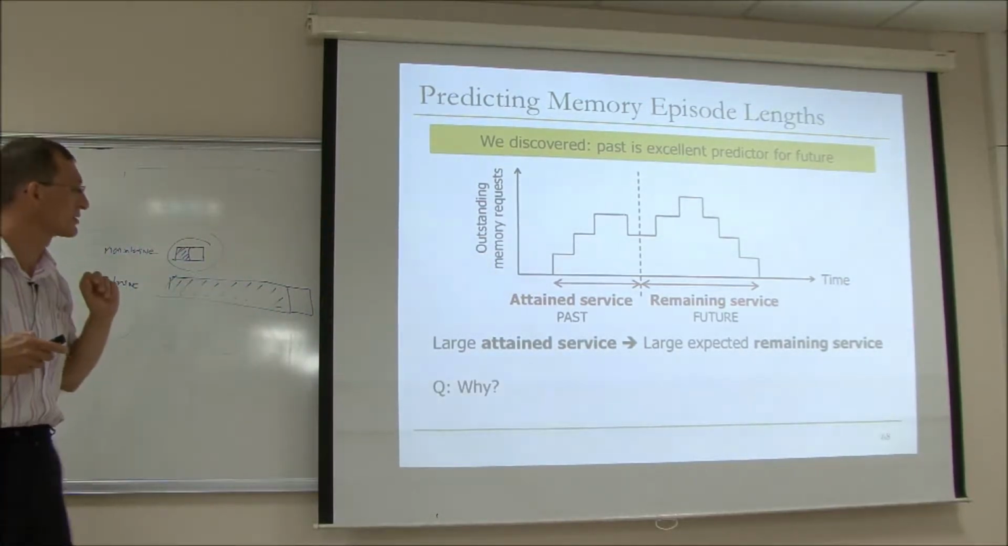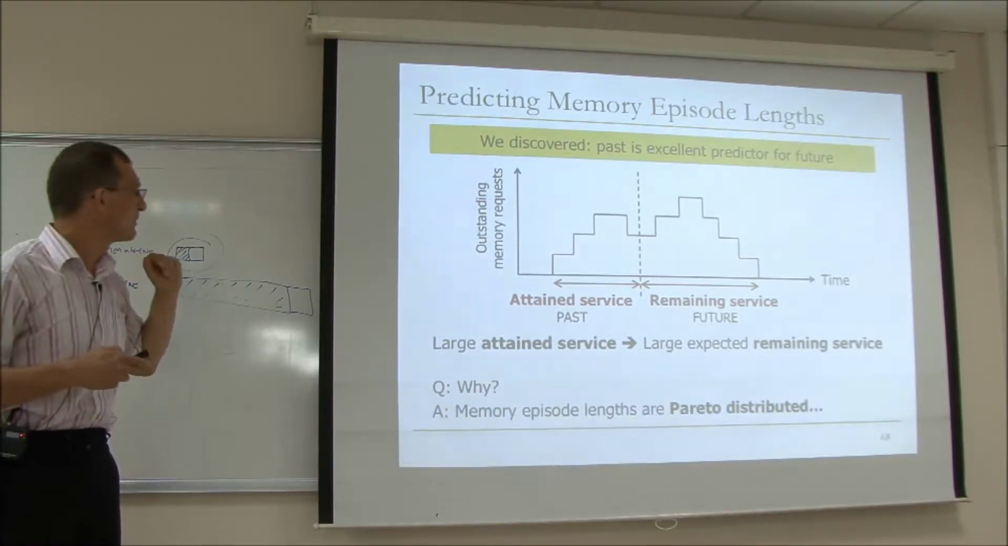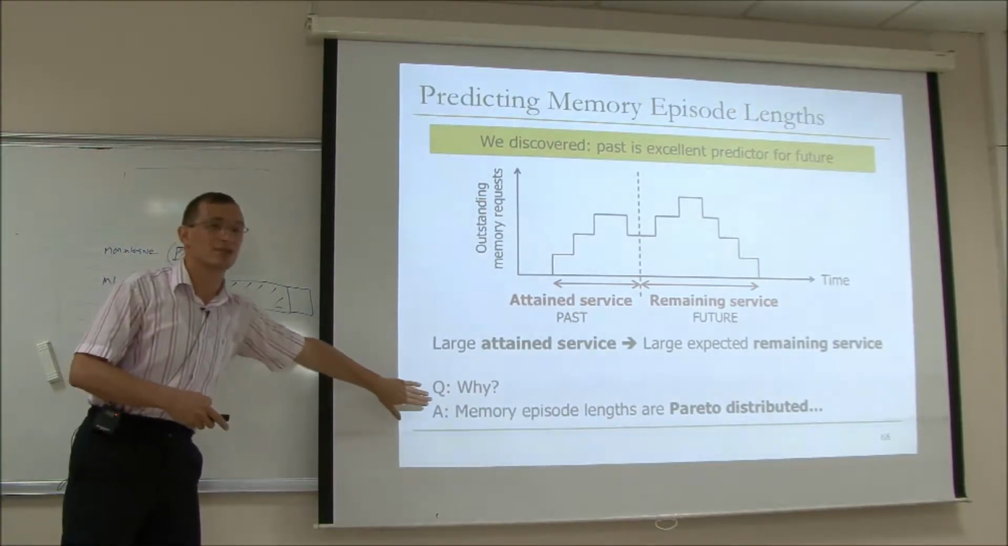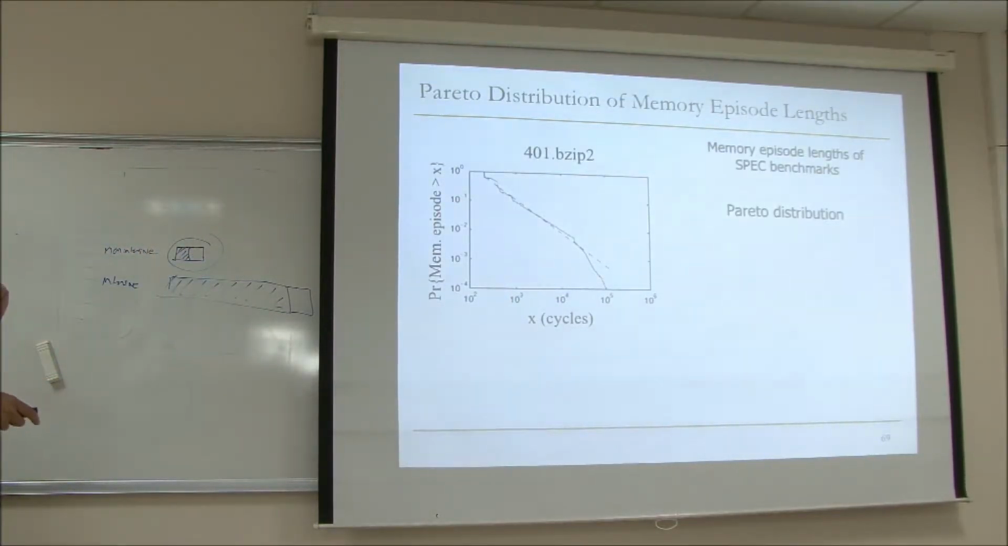Why? Well, I'll give you a statistical result. Basically, memory episode lengths are Pareto distributed. It's a heavy tail distribution. This is one example. This is the memory episode length, x in cycles. And this is the probability of the memory episode being greater than x at any given time. If you plot this in a log-log scale, you get a linear curve as you get rid of some of the irregularities.